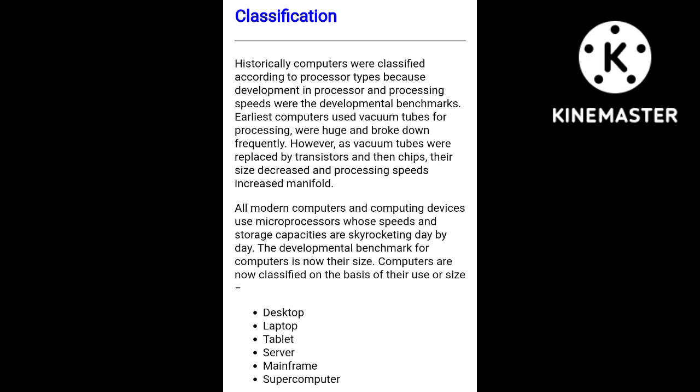The developmental benchmark for computers is now their size. Computers are now classified on the basis of their use or size: desktop, laptop, tablet, server, mainframe, supercomputer. Let us look at all these types of computers in detail.